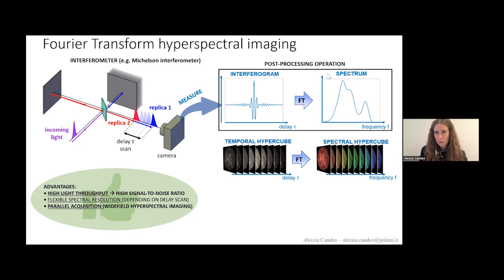And it is indeed possible to obtain the spectral information. This method has a high light throughput, and it is a parallel acquisition. So we have a wide field hyperspectral imaging that we can obtain. And also it's quite flexible because it allows us to tune the spectral resolution by acquiring long or short interferograms.